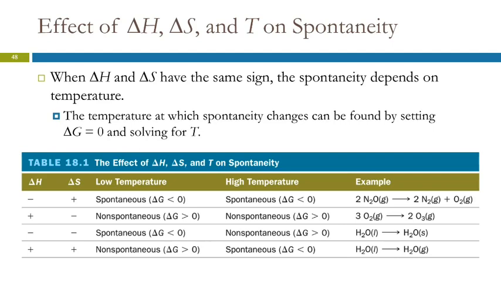So when delta H and delta S have the same sign, the spontaneity will depend on the temperature. If the signs are not the same, then it will be spontaneous or non-spontaneous at all temperatures. So we can find the temperature at which spontaneity changes by setting delta G equal to 0 and solving for T, because 0 is the point where delta G goes from negative to positive. Any questions?